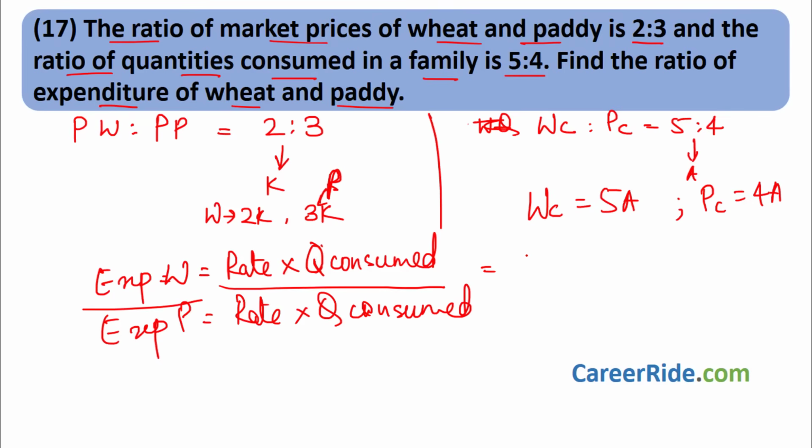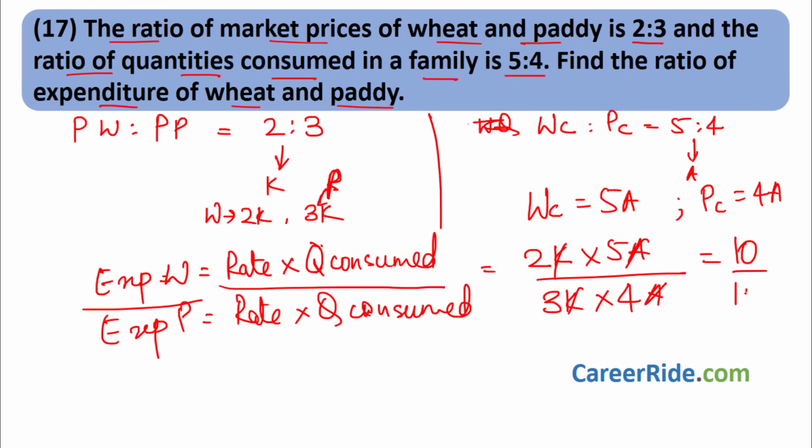What is the rate? Rate for wheat is 2k multiplied by what is the quantity of wheat consumed? 5a divided by what is the rate for paddy? 3k multiplied by quantity consumed is 4a. This gets cancelled. What do we get? 10 upon 12, that would be 5 upon 6. So the ratio of expenditure of wheat and paddy is 5 upon 6.